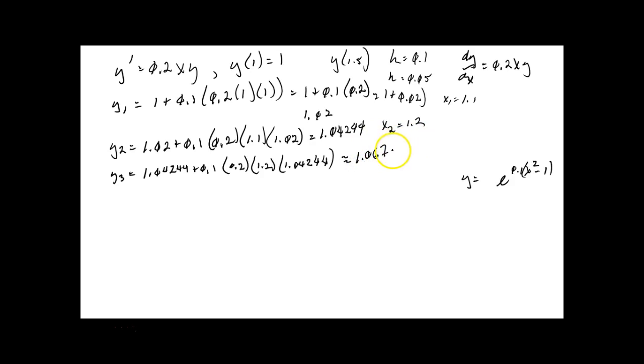1.067, I'm going to put 4.6, and your x3 is going to be 1.3. So then your y4, this one's a lot easier to do because it's all times and no parentheses and that kind of stuff. It's going to be that plus 0.1 times 0.2 times 1.3 times 1.067446 equals 1.0952.